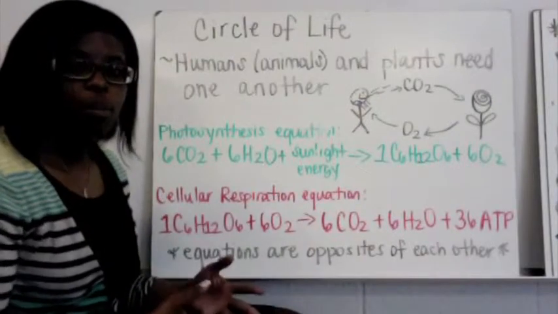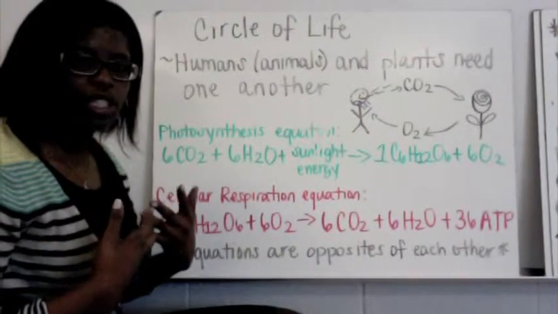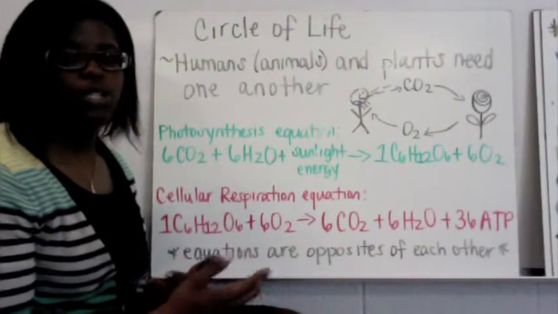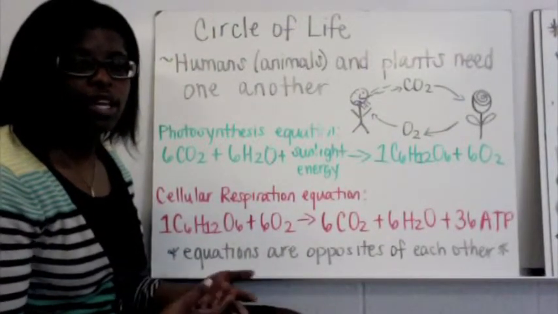So go out, breathe deeply in your oxygen coming from the plants, breathe out your carbon dioxide so it can go to the plants, and you'll continue the process of the circle of life.